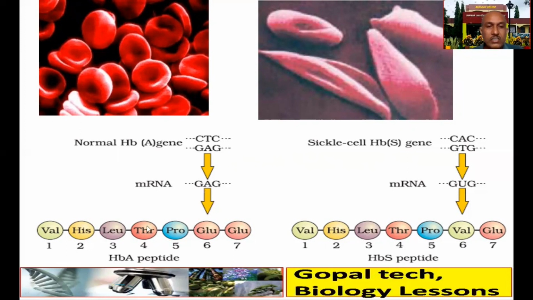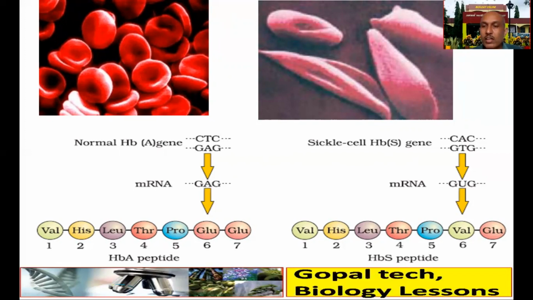Then see, this is the sequence of polypeptide chain HBA. 1, 2, 3, 4, 5, 6. We are concentrating on the 6th amino acid, and that is GLU, glutamic acid. Now, if this changes, in place of CTC, if it changes, and opposite it T remains. So if there is a mutation, then mRNA also changes. In place of GAG, A is replaced by U, that is a mutation.